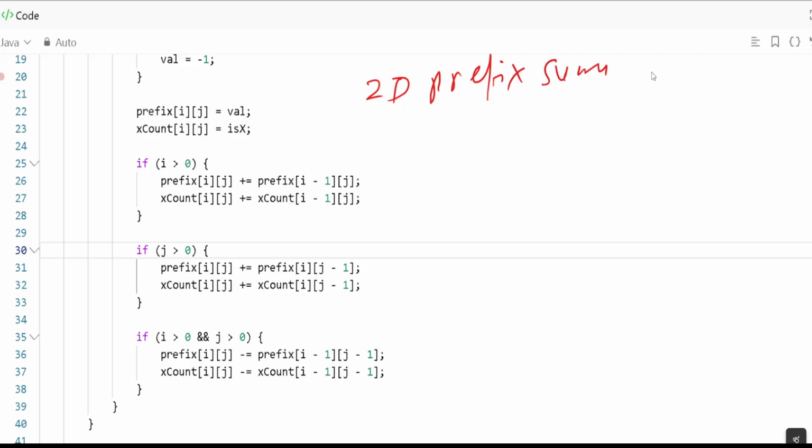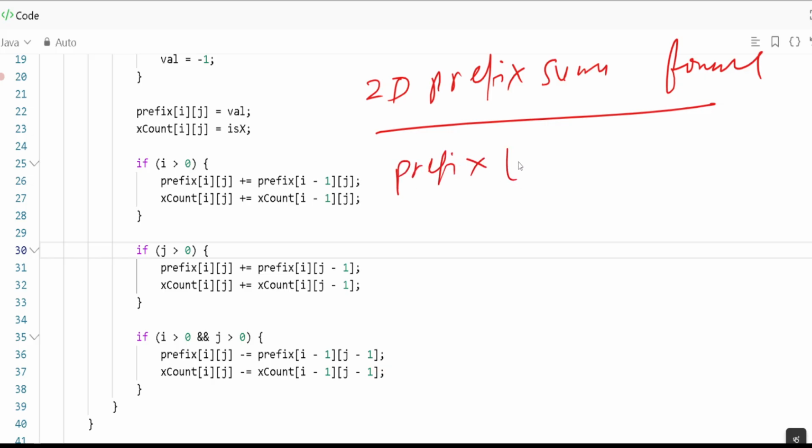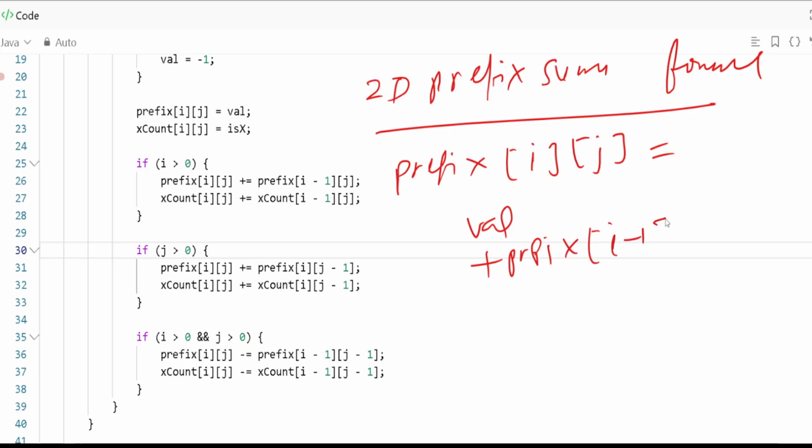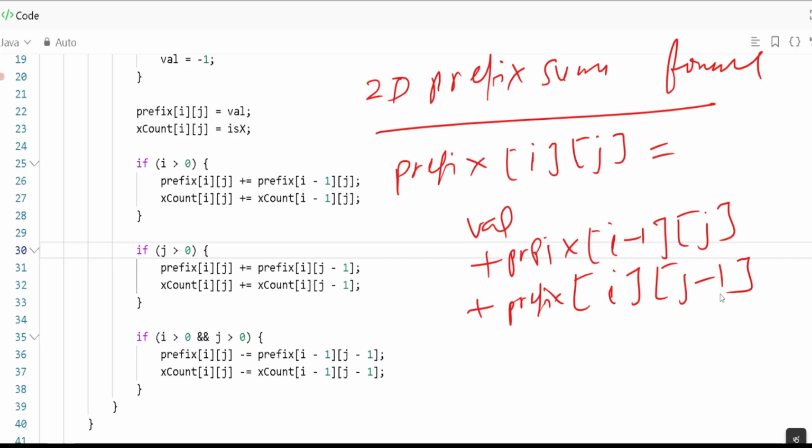Prefix sum formula, if you remember, is very simple. If we want to find the prefix at, let's call it, i and j, how will you find that? The very first thing, the current value. If you know the current value, then you will add the prefix at i minus 1 and j. Then what you will add? You will add prefix at i and j minus 1, correct?